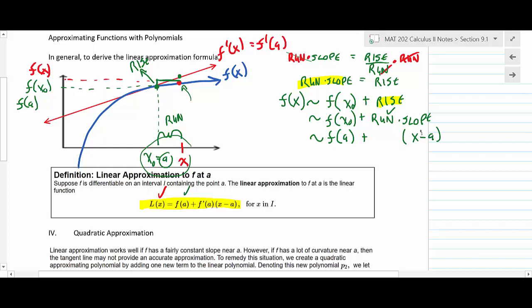Okay, and then the slope, well, that's the derivative. So that's your first derivative. So you get f prime of a like that. That's a derivation of what we call the linear approximating formula.